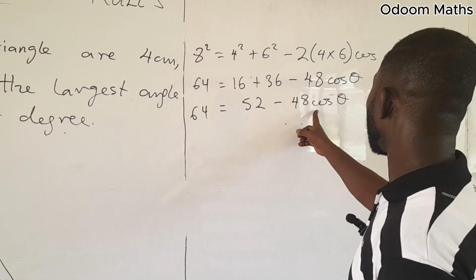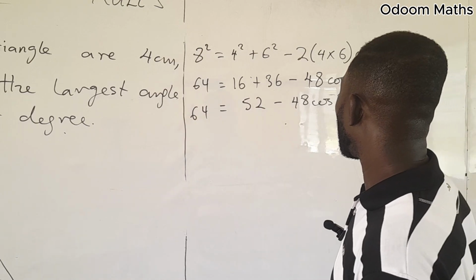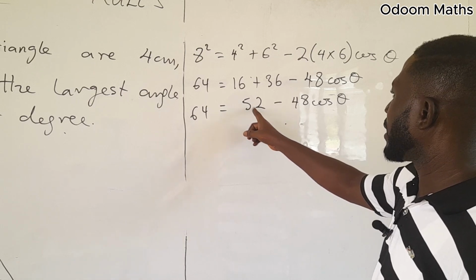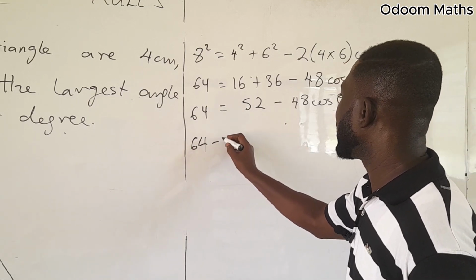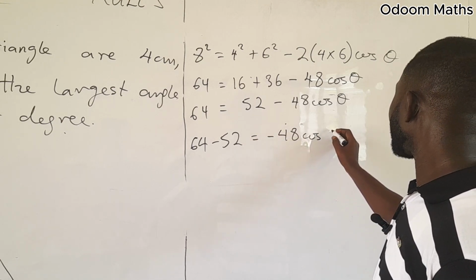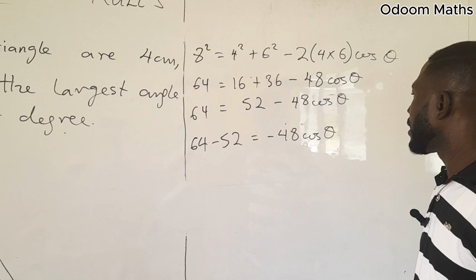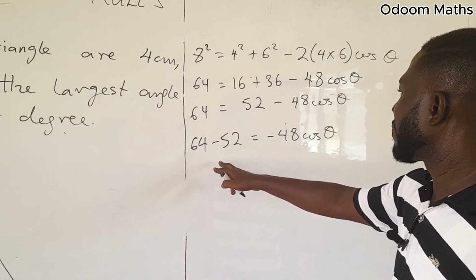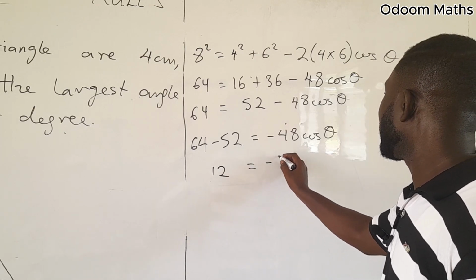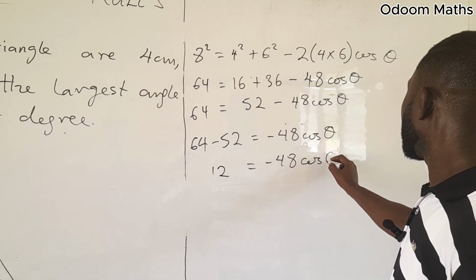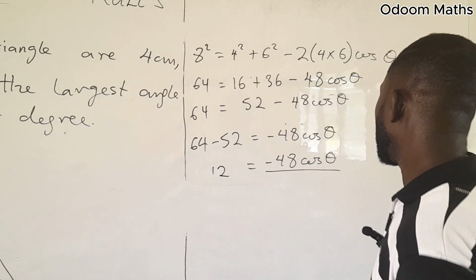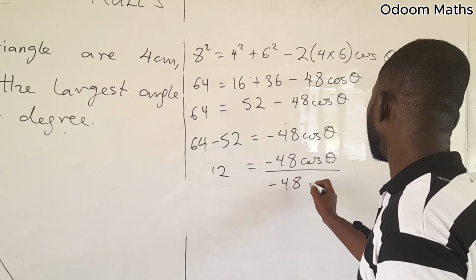Okay, so I am going to send this one here, then bring this one in. So that is 64 minus 52 equals negative 48 cos theta. Okay, now this is going to give me 12. This is 12 equals negative 48 cos theta. Then we need to divide both sides by negative 48.